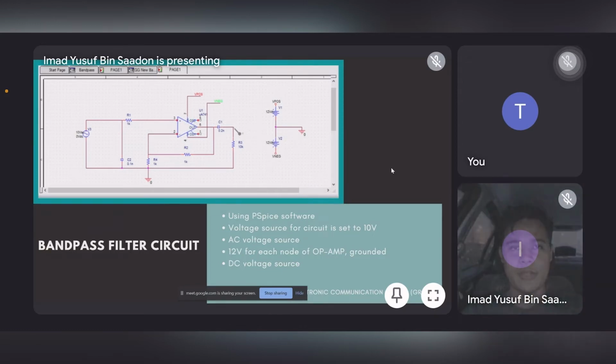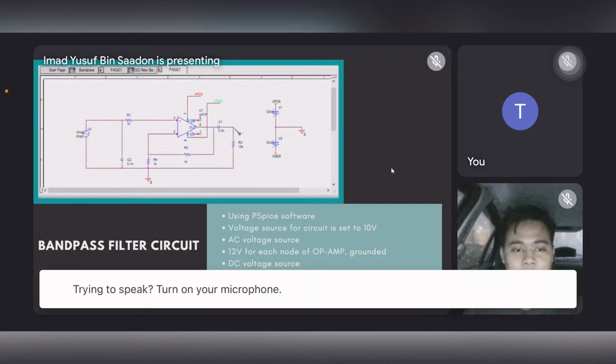This circuit is designed by referencing from online and getting some info from the seniors. To note, this circuit needs to be grounded so the output graph for this bandpass filter circuit could be obtained.